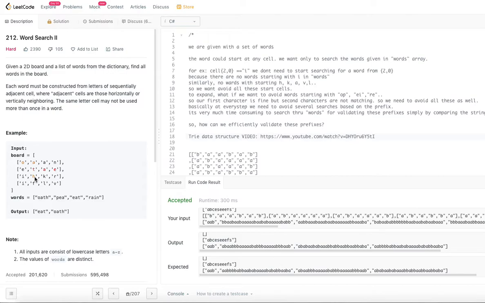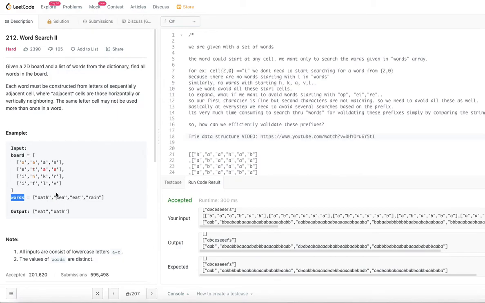For example, if you are looking for PEA, in fact there is no P in this particular board. You have E and A, but there is no P. So that means you won't be able to form this particular word. So there are two things that we are trying to solve here. First, you need to go through these characters by following the rules of horizontally and vertically connected, and those words should exist in the words list.